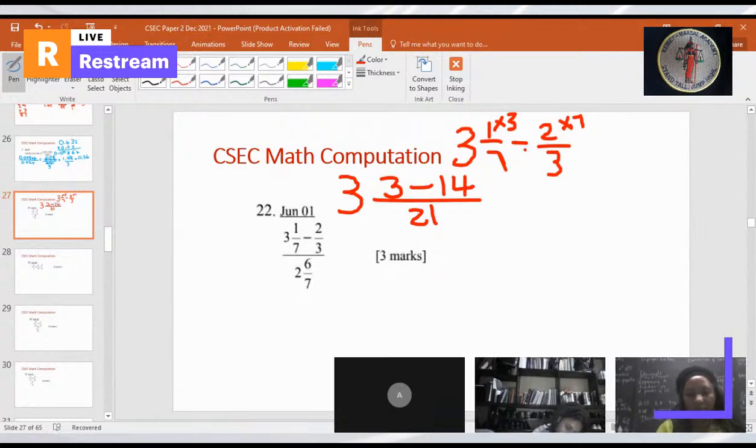All right. Where do I go from here? Miss, we take 1 from the 3, and then you add 3, that would give you 6. No, John. When we take 1 from the 3, we don't carry it as 1. We carry it as 21 over 21, which is 1 whole. So we carry it as 21 and add it to the 3, 3 plus 21 is 24. So that gives 24 minus 14. Miss, that's 10.